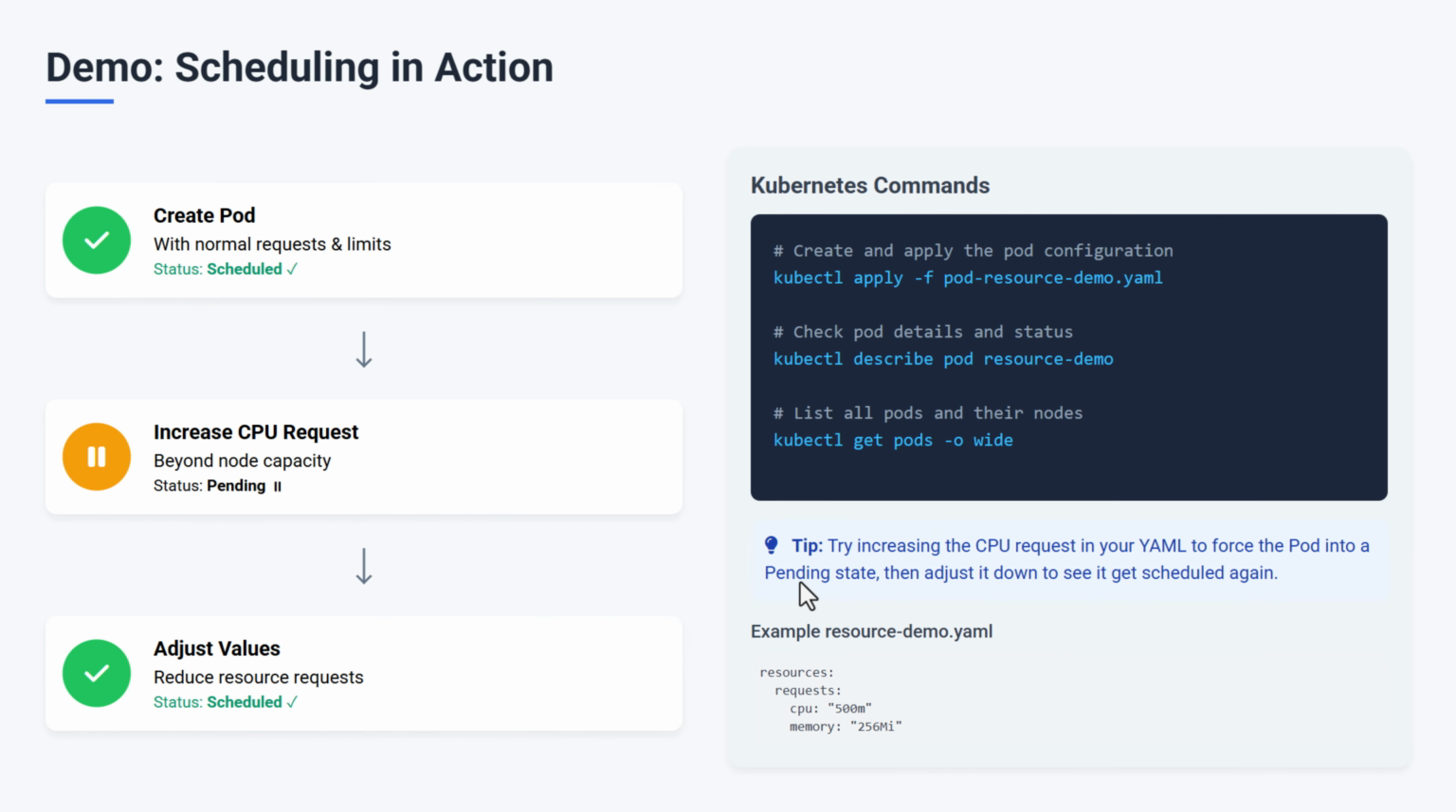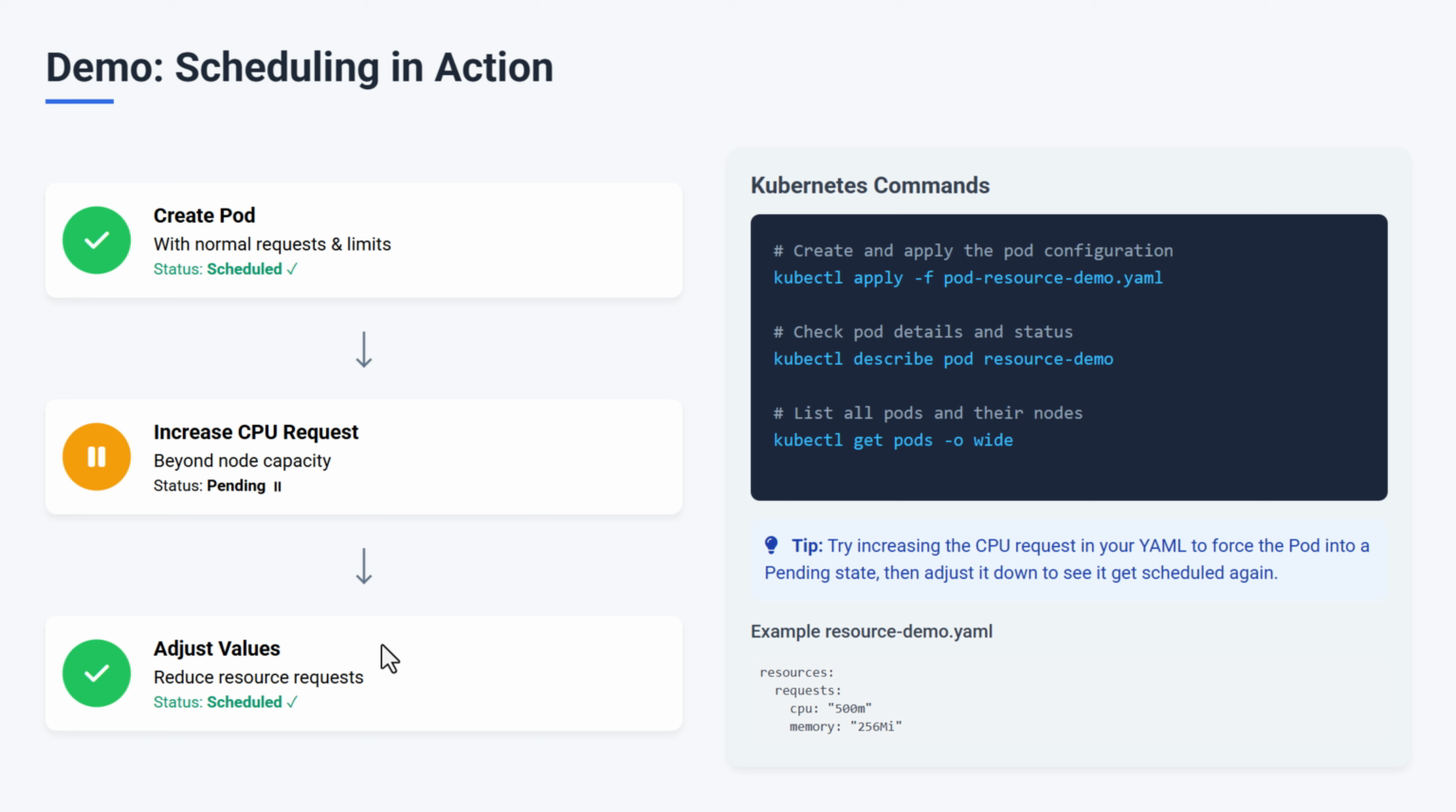Alright, let's begin with a quick scheduling demo. The goal is simple. We will see how Kubernetes reacts when the pod has a normal resource request versus when the request exceeds the node capacity. First, we will deploy a pod with reasonable CPU and memory values. It should schedule immediately. Then we will increase the CPU request beyond what the node can offer. The pod will go pending. Finally, we will lower the request back to valid values and see Kubernetes schedule it again. This demo will show you in real time how resource requests directly influence pod scheduling.